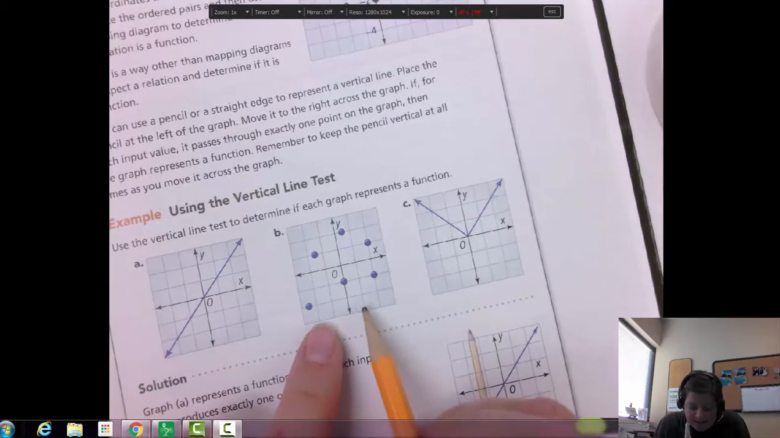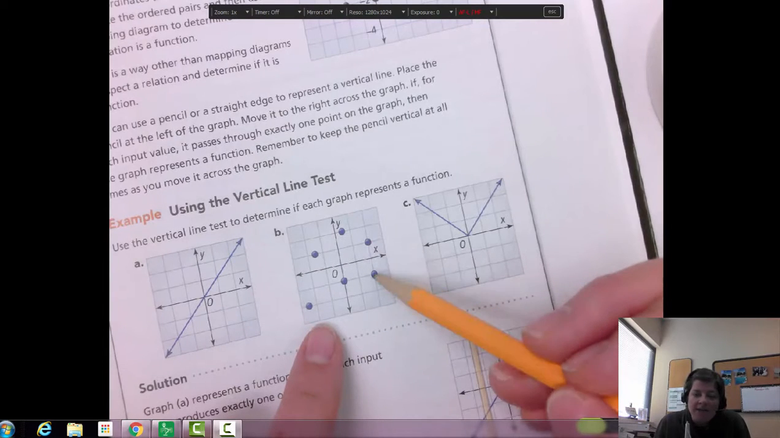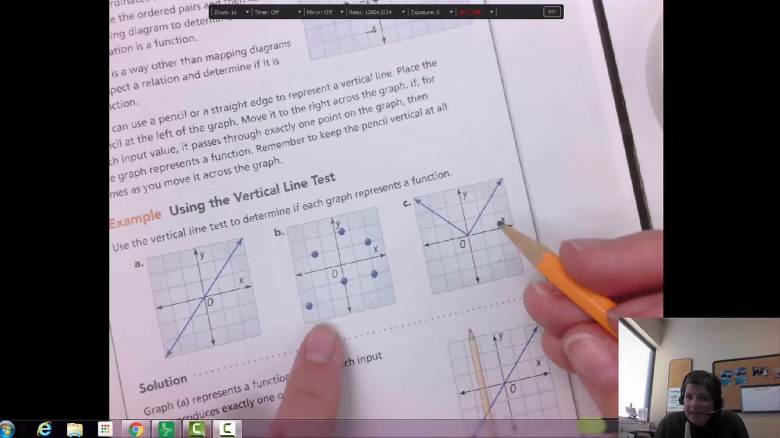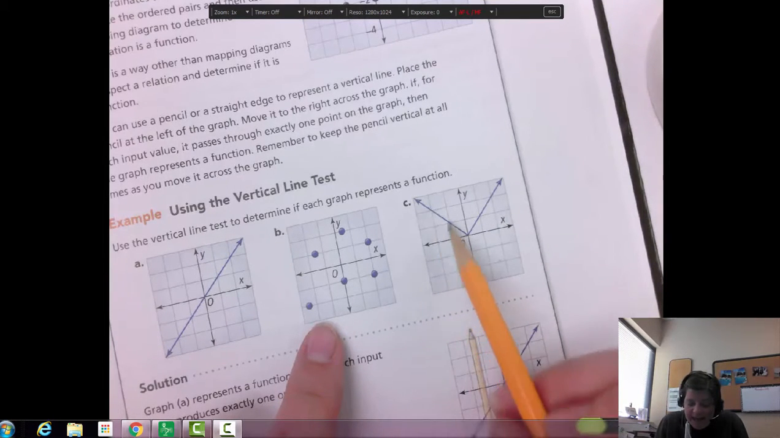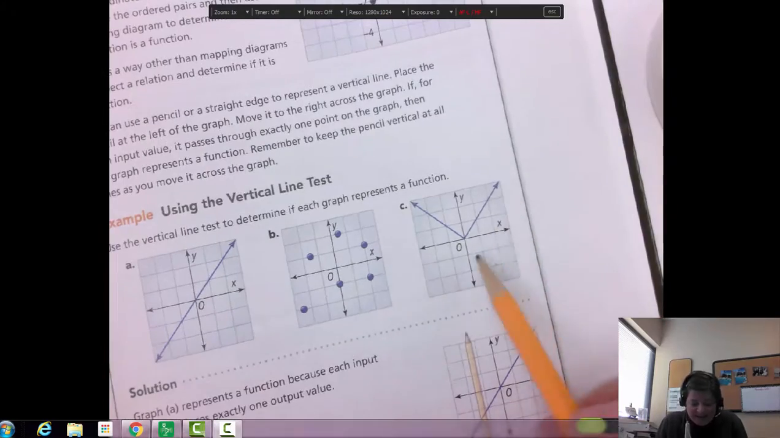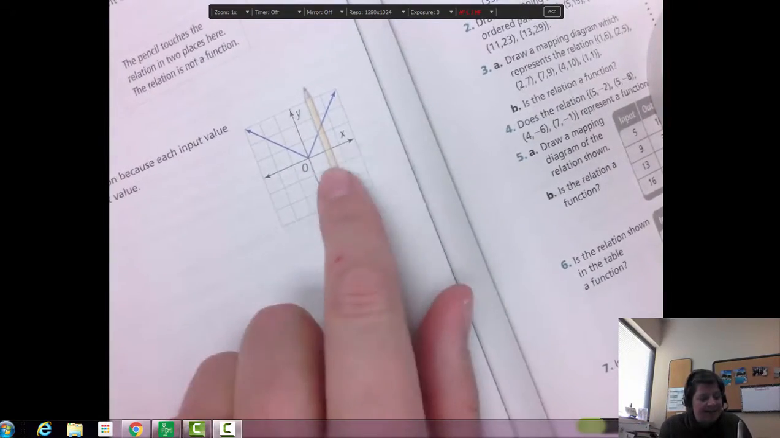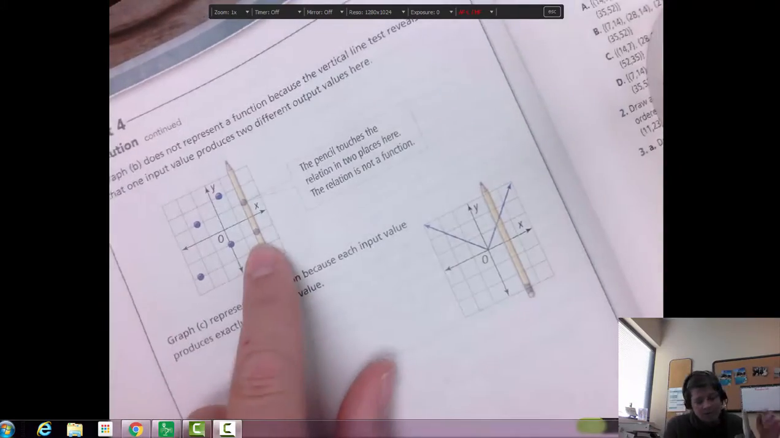Look at this one. Is this a function? Well, look over here at 2. You have 2 dots at 2. Not a function. What about this one? Kind of tricky, but all the x values are going to one place. So yes, that's a function. They kind of show you moving your pencil across to see that this one is a yes. And they show this one is a no. It's kind of a cool trick for that vertical line test.